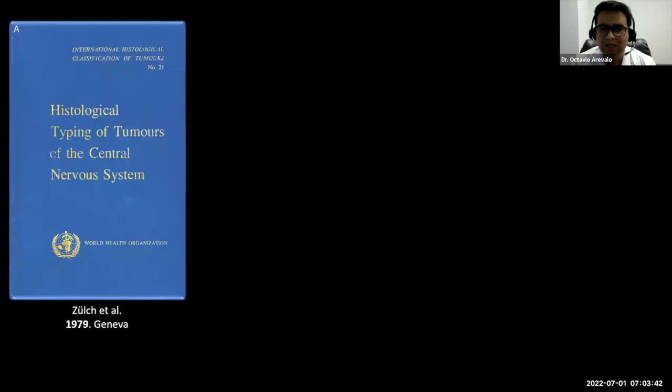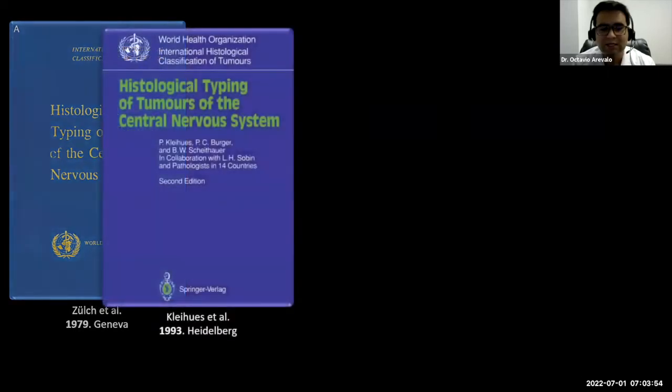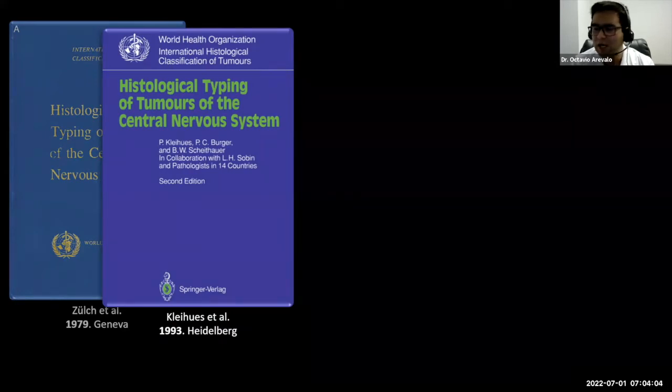So just a very rapid slide about history. This is the first classification of the WHO of brain tumors. This is back in 1979, and this was basically histology. And then later in 1993, this is the second edition. And in this edition, they introduced some of the early immunohistochemistry techniques for better refine the diagnosis of brain tumors.